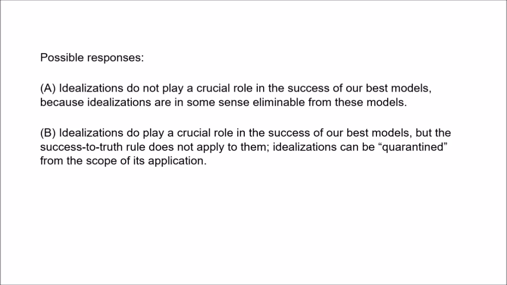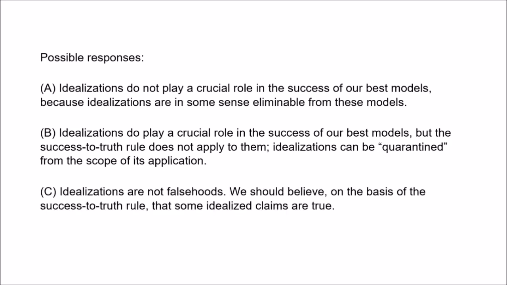The third option is to deny that the idealizations used in successful theories are false. It's just to say idealizations are not falsehoods. So idealizations are not counterexamples to the success to truth rule. We apply the rule and we come to believe that the idealized claims are true.